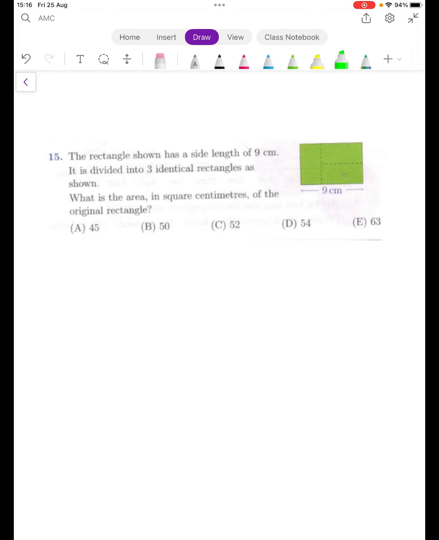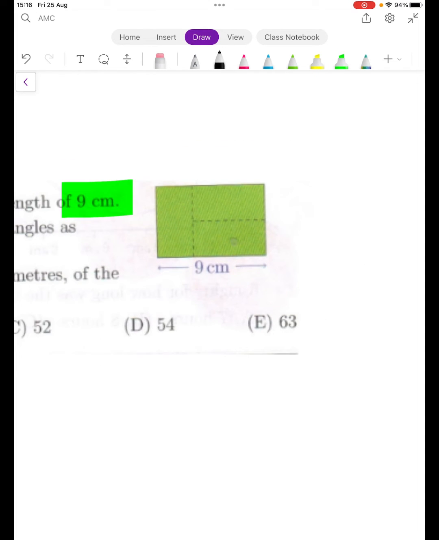Now this question again is a visualization question. Let's read it. The rectangle shown has a side length of 9 centimeter. So we know the longer side is 9 centimeter. We are not sure about the shorter side. It is divided into 3 identical rectangles.